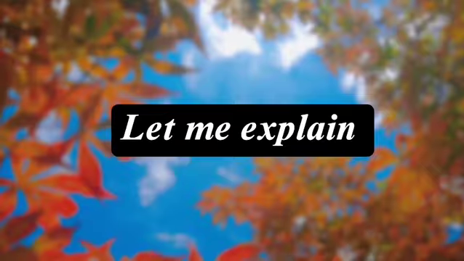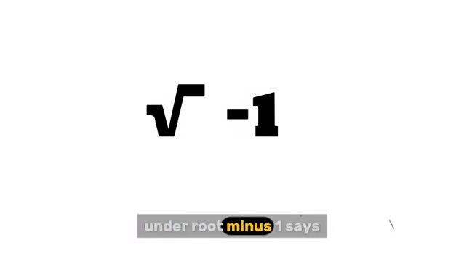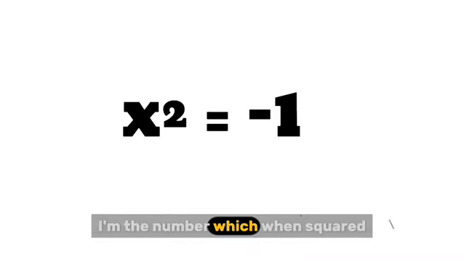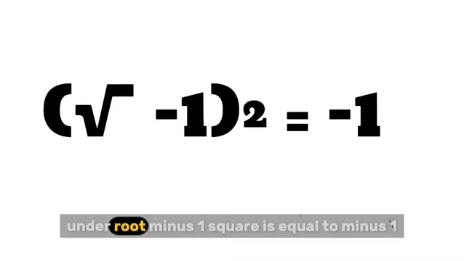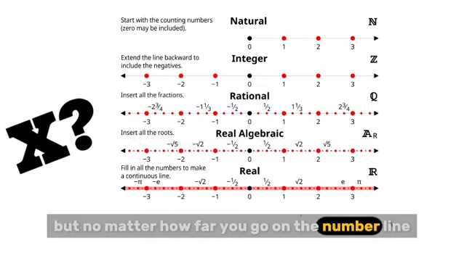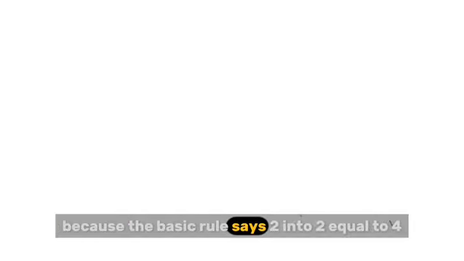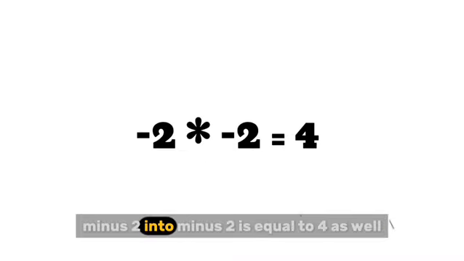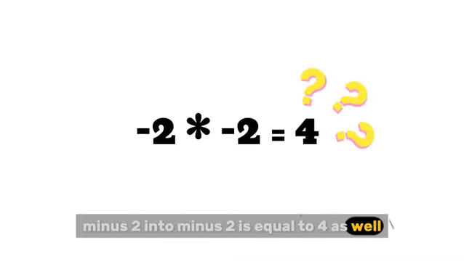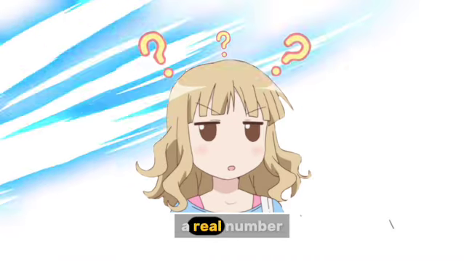Why? Let me explain. Let's start with under root minus 1. Under root minus 1 says, I am the number which when squared gives minus 1. Okay, so under root minus 1 square is equal to minus 1. But no matter how far you go on the number line, there is no number whose square is negative, because the basic rule says 2 into 2 equal to 4. That is positive. Minus 2 into minus 2 is equal to 4 as well. That is also positive. So you can never get a negative number by squaring a real number.